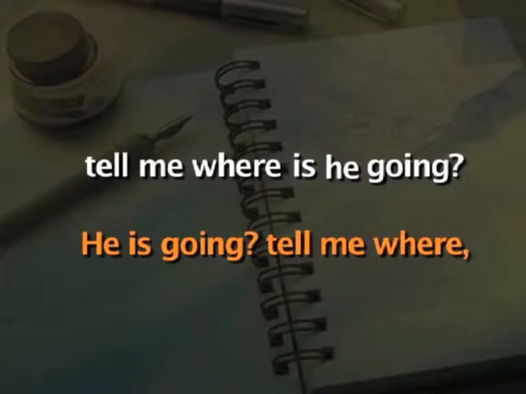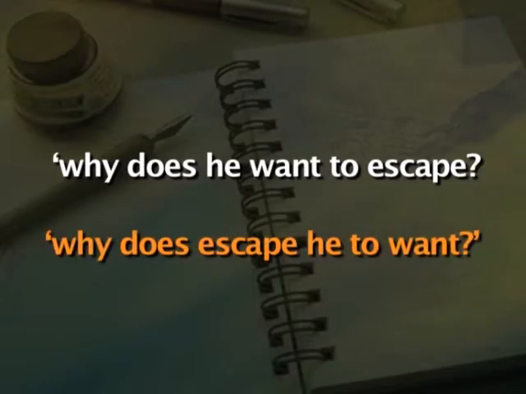Let us now look at jumbled sentences. Instead of saying, tell me where he is going, if one says, he is going, tell me where, it is a jumbled sentence. Why does he want to escape? Now that's a correct sentence, but instead of saying it correctly, if someone says, why does escape he too want? Now that is an absolutely jumbled sentence.